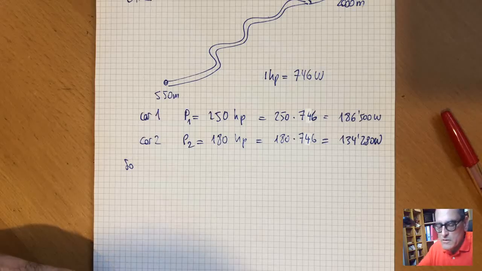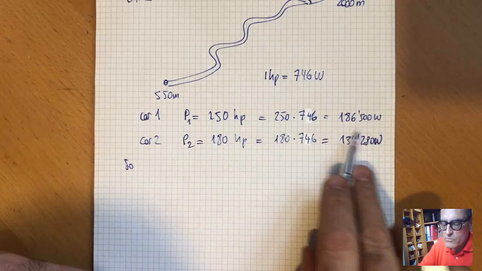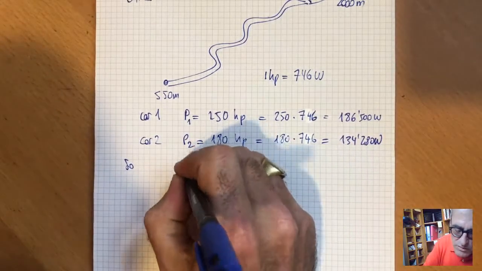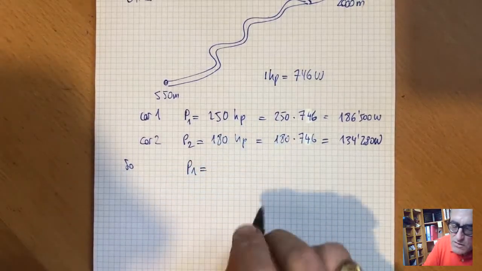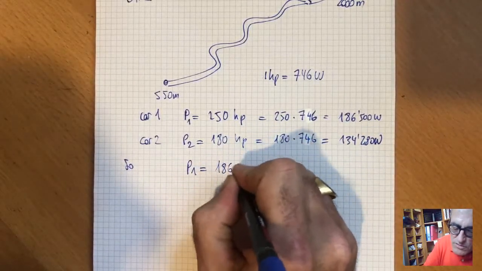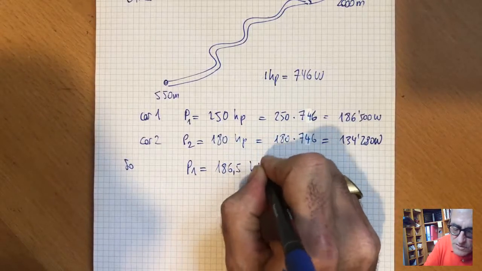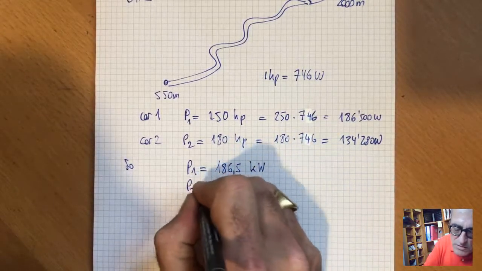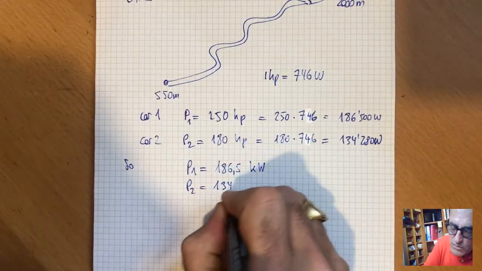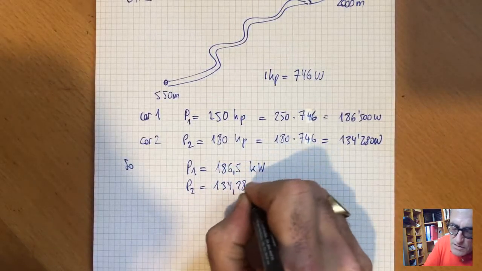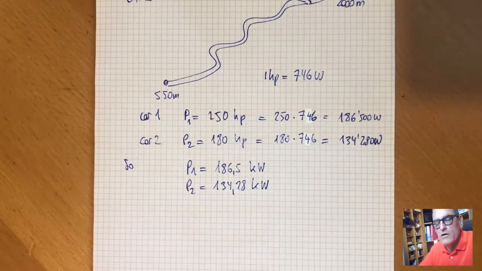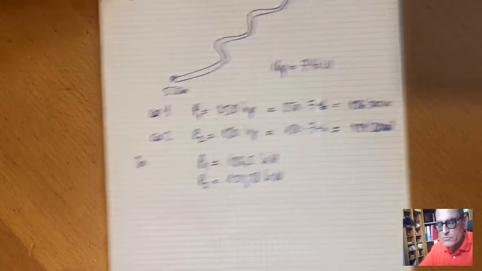So if you do the calculation, that's what you get, 186,500 watts. So we are going to write these powers in kilowatt now. The first one is going to be 186.5 kilowatt, and P2 is going to be 134.28 kilowatt. Okay, we are now in the right units to compute stuff.